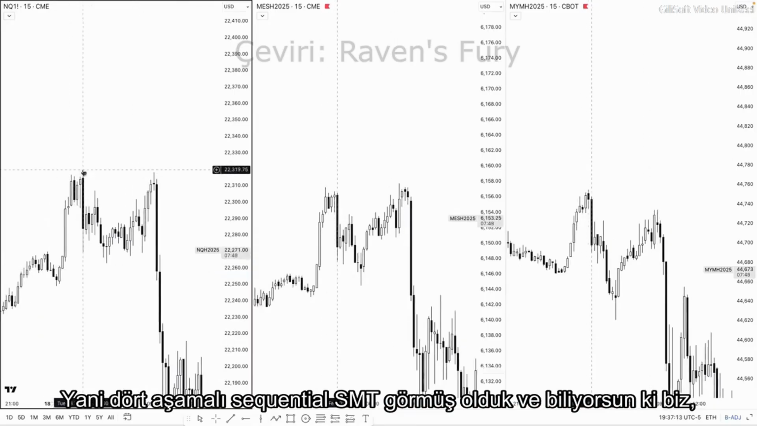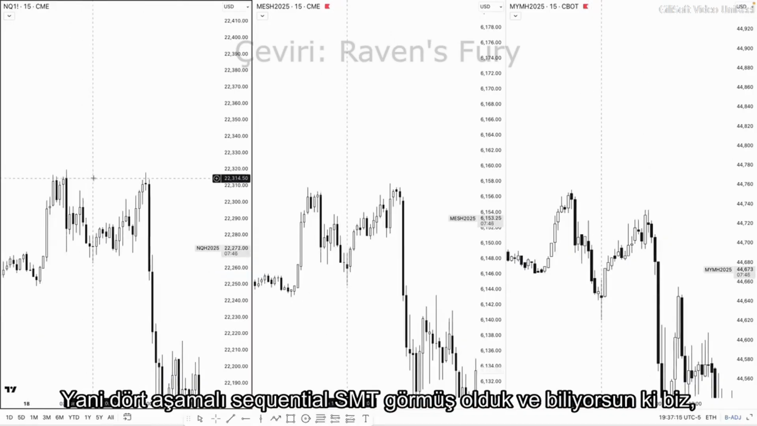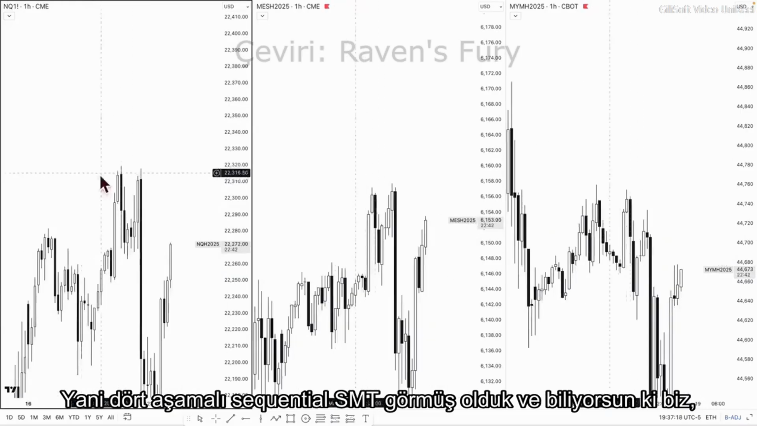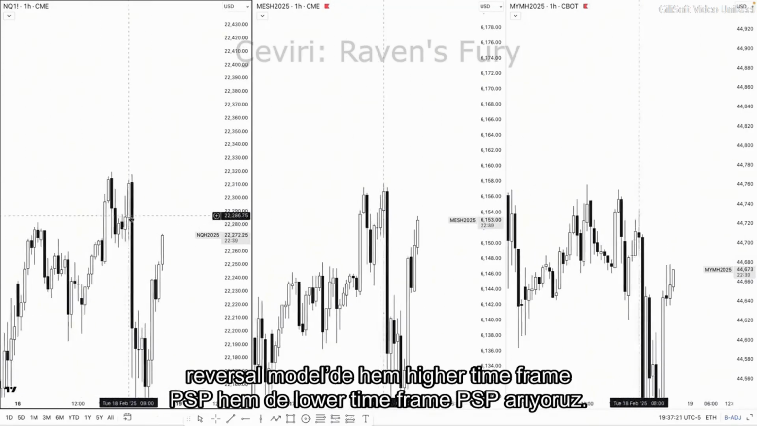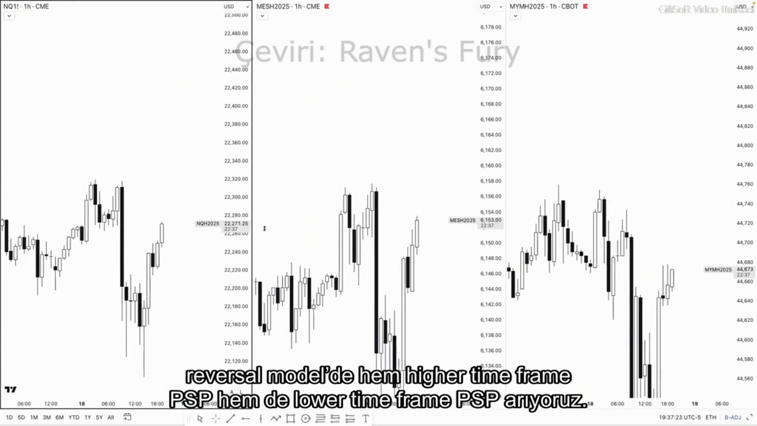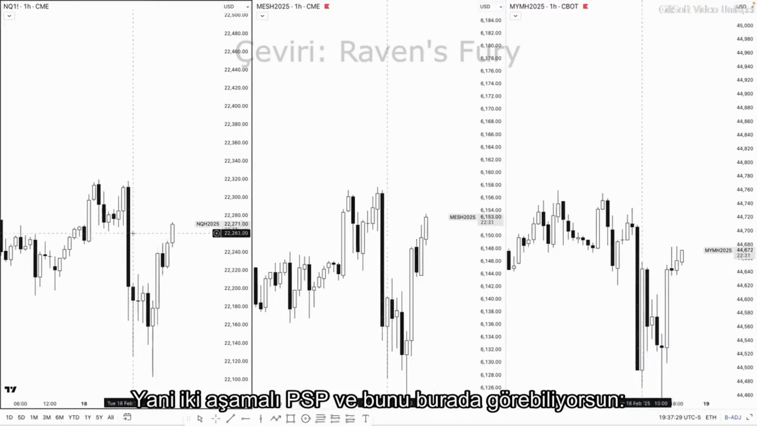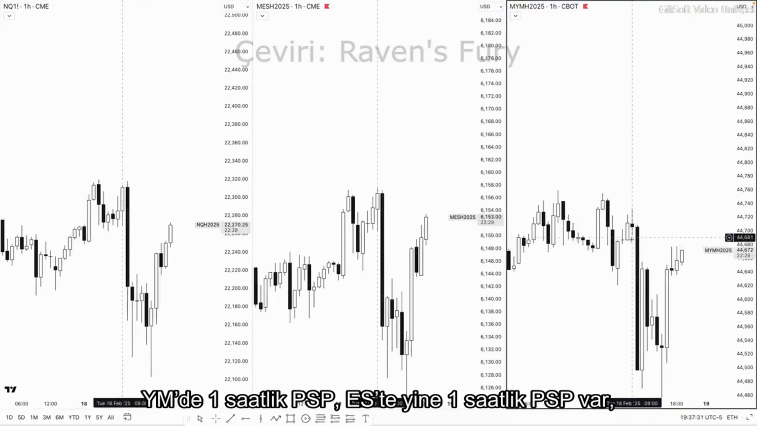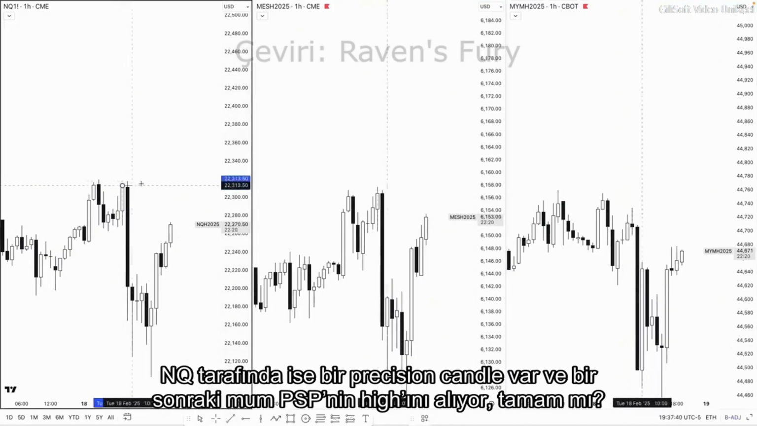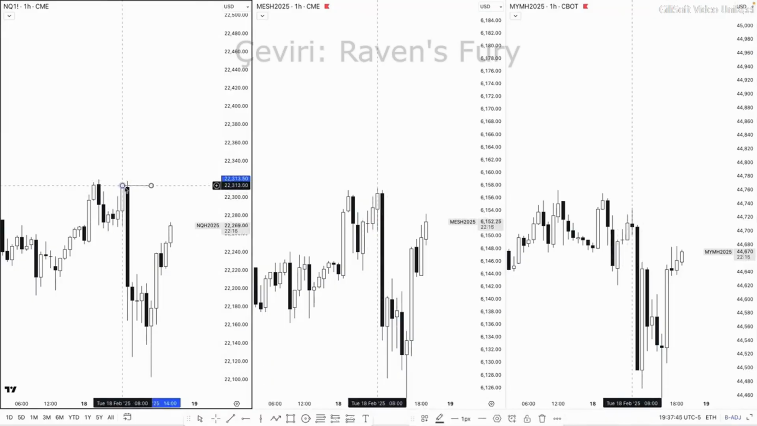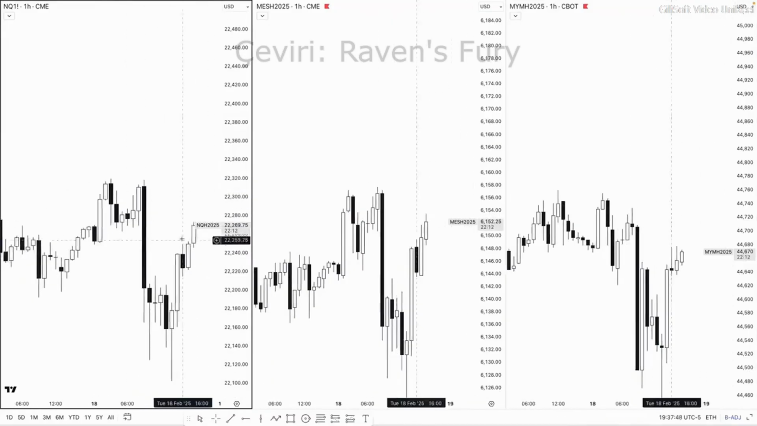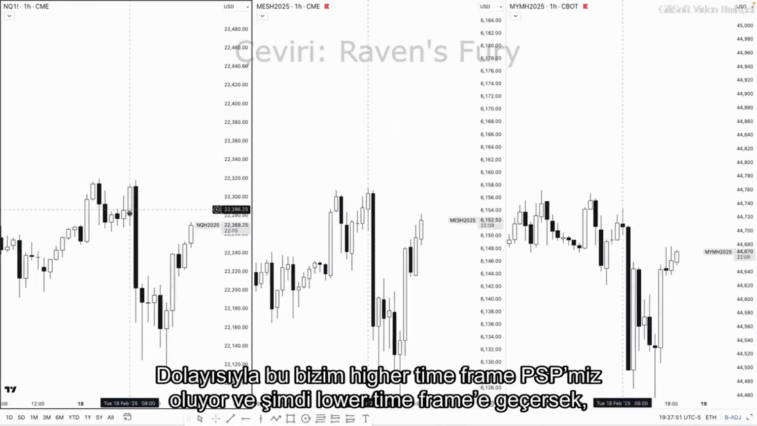So we've had 4 stages of sequential SMTs, and you know that in the reversal model, we are looking for a higher time frame PSP with a lower time frame PSP as well. So a 2-stage precision swing point. And you can see that here, YM, we have a 1 hour precision swing point, a 1 hour precision swing point on ES, and then we have a precision candle on NQ, with the next candle taking out the high of the PSP. Okay. So that is our higher time frame precision swing point.